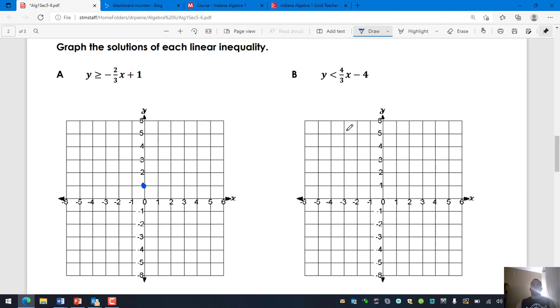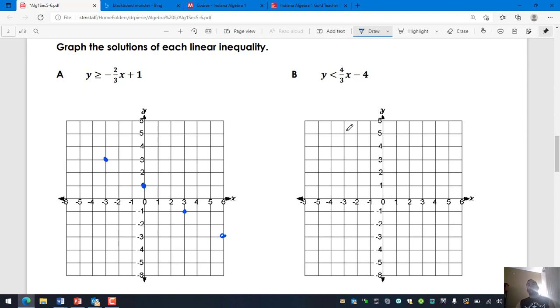Okay, so from this point, I'm going to go down 2, 1, 2, over 3, 1, 2, 3. Got a point? Let's get one more. Go down 2, 1, 2, over 3, 1, 2, 3. Okay, and just for good measure, maybe I'll go in the opposite direction once. I'll go up 2, 1, 2, and then over 3 to the left. 1, 2, 3.